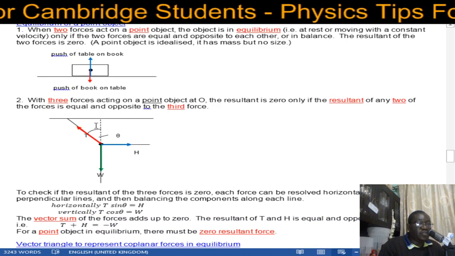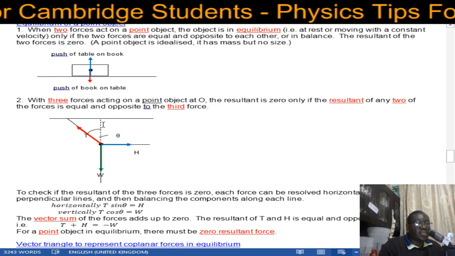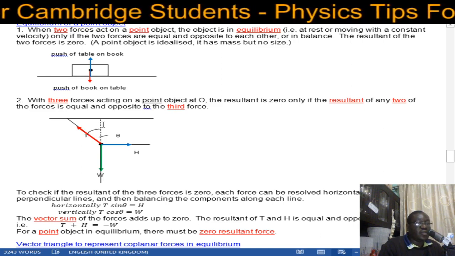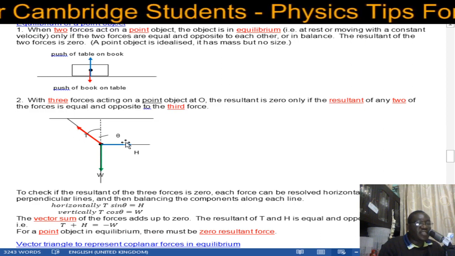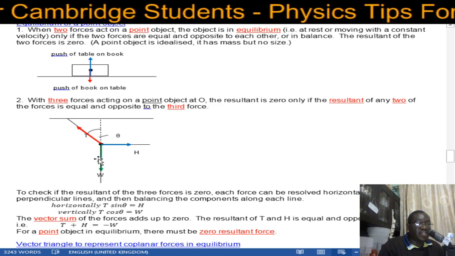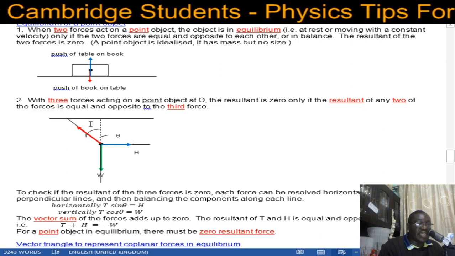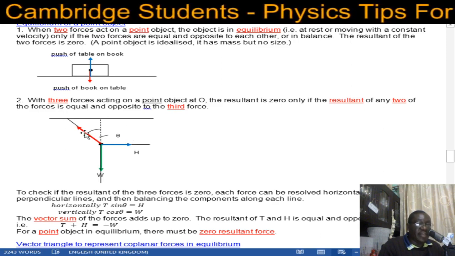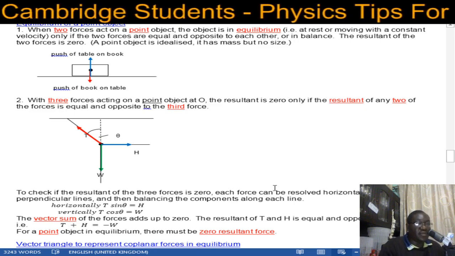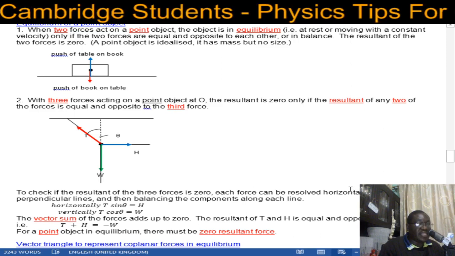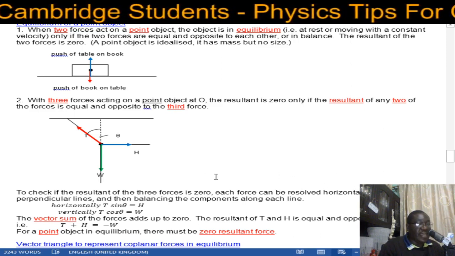Now if you resolve this one, that is, if you resolve T, if you can get these 2 forces, the resultant of these 2 forces should equal this force that's pulling in the opposite direction for it to be in equilibrium. To check if the resultant of the 3 forces is 0, each force can be resolved horizontally and along perpendicular lines, and then balancing the components along each line.